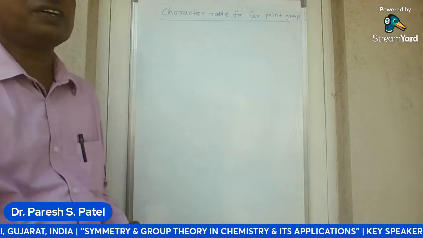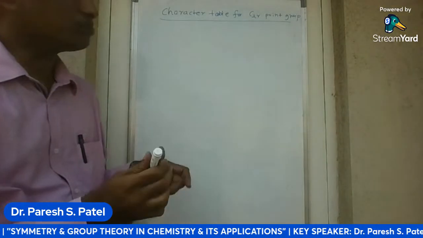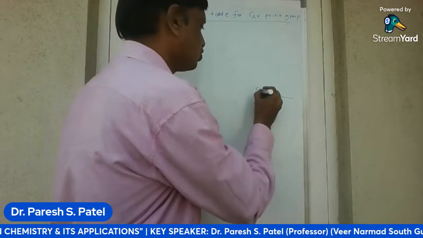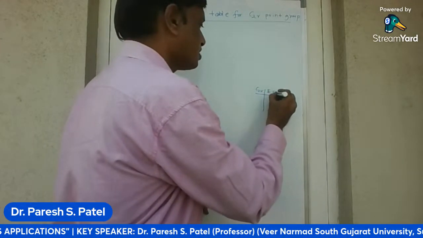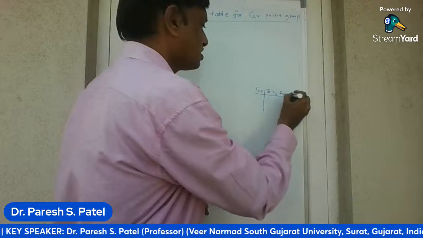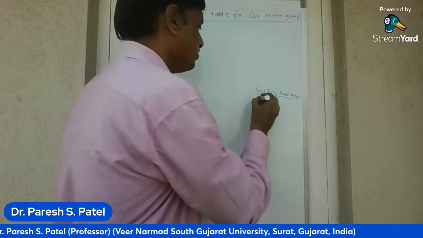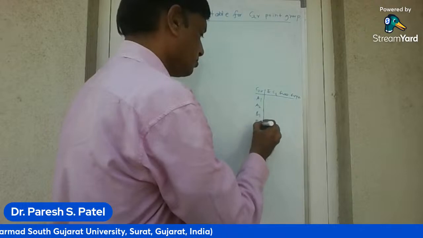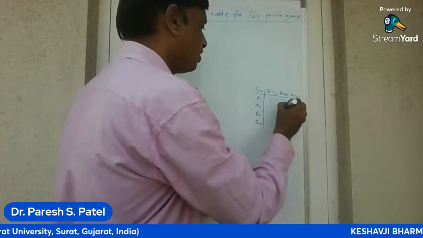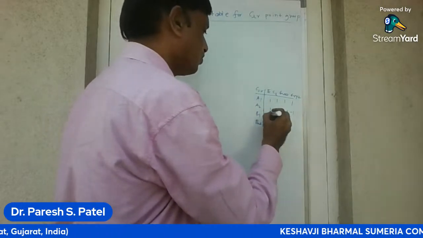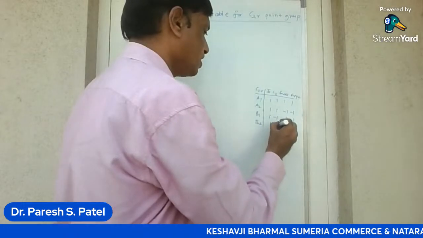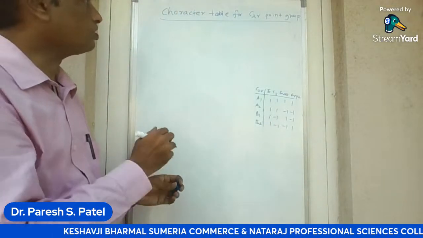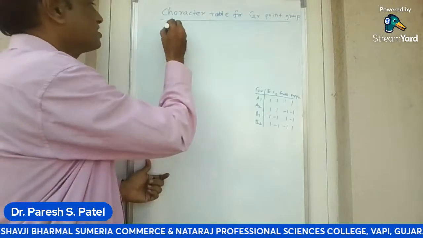Why? We know the answer to this question, so we have to derive this character table: C2V, E, C2, sigma V XZ, sigma V YZ; A1, A2, B1, B2; 1 1 1 1; 1 1 minus 1 minus 1; 1 minus 1 1 minus 1; 1 minus 1 minus 1 1. We have to derive this character table. So let us start first. Let us consider the water molecule.